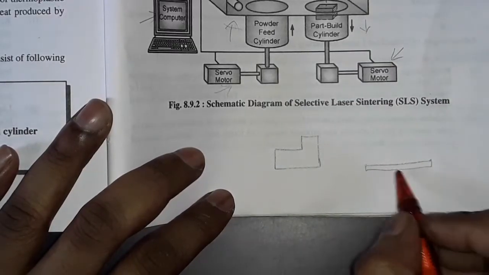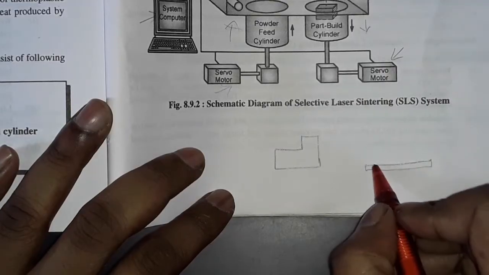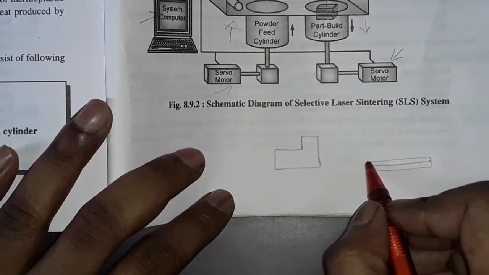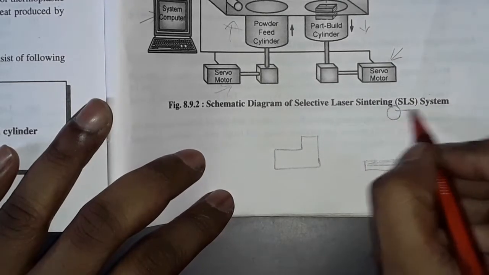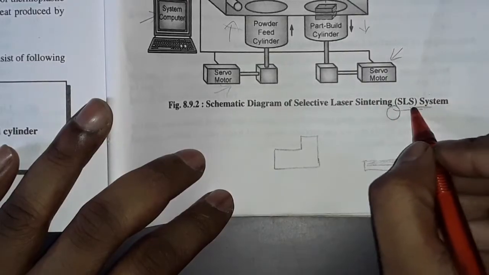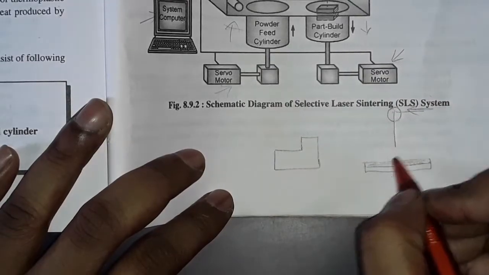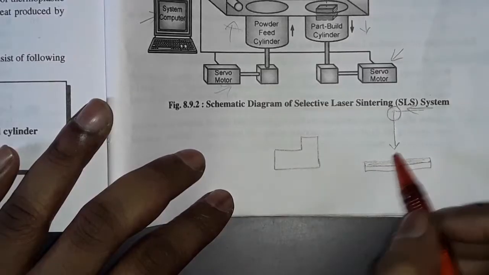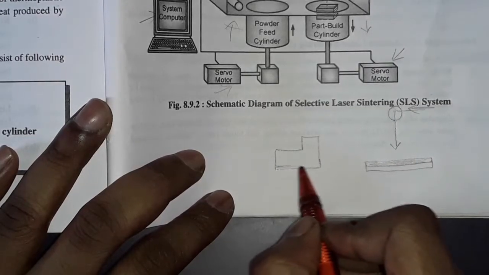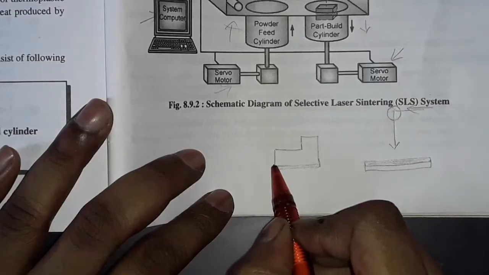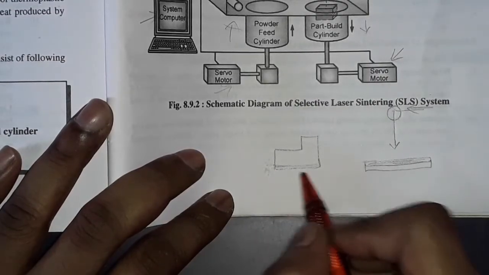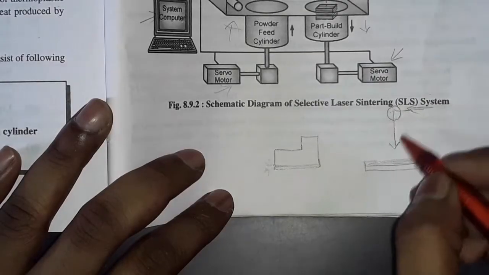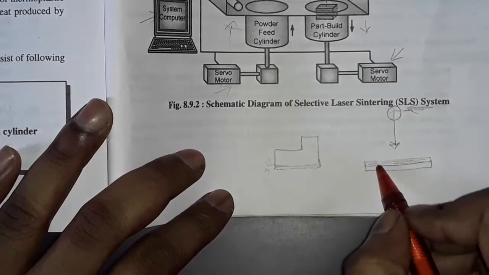Friends, this platform will be in this position currently. The powder above will be the powder here. Suppose this is our powder, and here this is an optical scanning system, and the laser coming from this goes here. This optical scanning system sinters this. Suppose this is one layer thickness; this one layer thickness is sintered by this optical scanning system first.